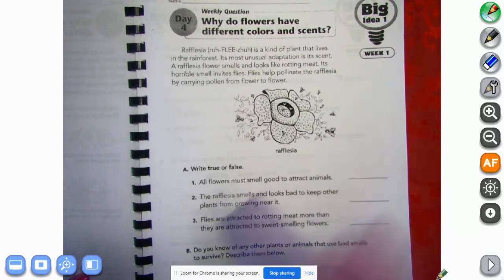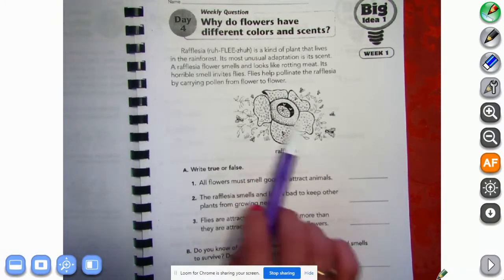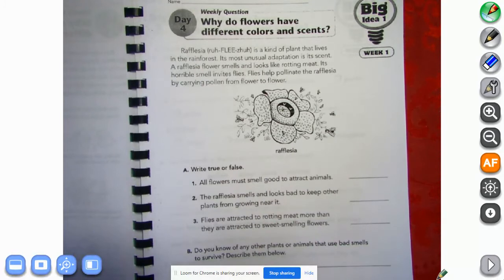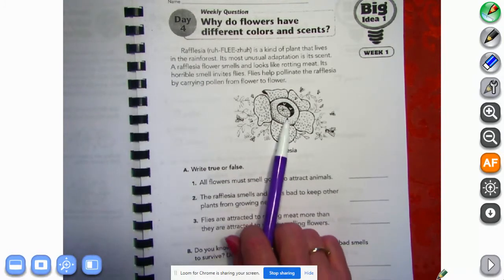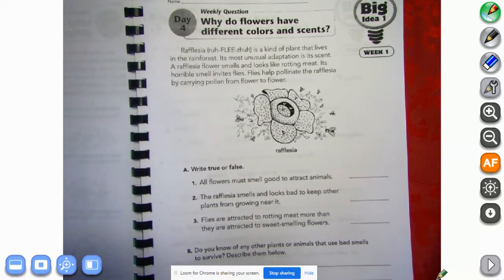So this actually smells, when you're walking by, smells like rotten old yucky meat. But that's what it has done so that flies will come and change because the bees don't want to come. This flower is actually absolutely huge. It's bigger than our desk. So it's an absolutely huge flower.